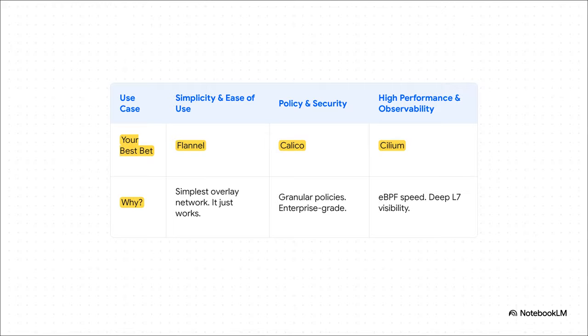If you just need something simple and reliable that just works, especially for a smaller setup, you go with Flannel, no question. If your world revolves around fine-grained security policies and proven enterprise control, then Calico is the industry standard and it's your best bet. And if you're chasing every last drop of performance, the lowest possible latency, and the deepest visibility into your apps, then Cilium and its eBPF magic is the future, and it's ready for you today.